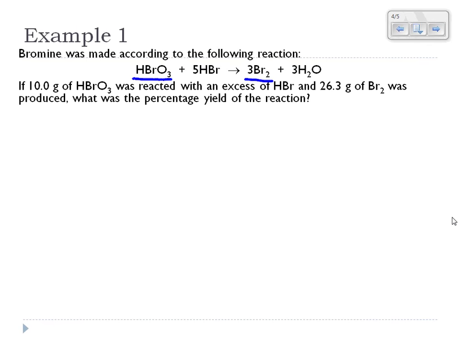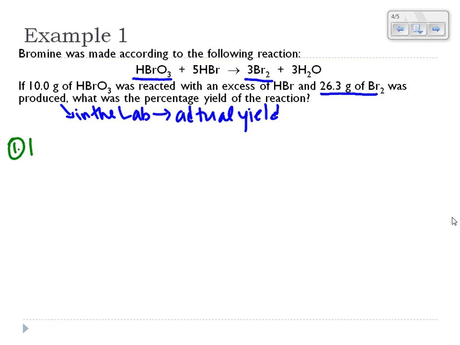The question also says that 26.3 grams of Br2 was produced in a lab. In the lab. So that's going to be my actual yield. Okay, so what do I have to do? I have to first calculate my theoretical yield and use that to actually find the percentage yield of the reaction. Okay, so step one, to find the theoretical yield. So theoretically, I should make a certain amount of Br2 if I have 10 grams of HBrO3. How much should I make?